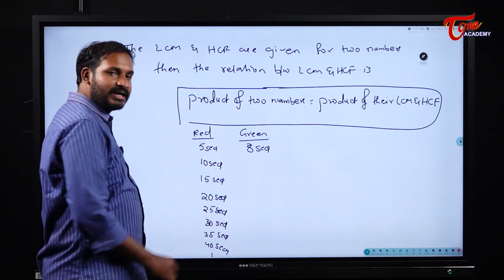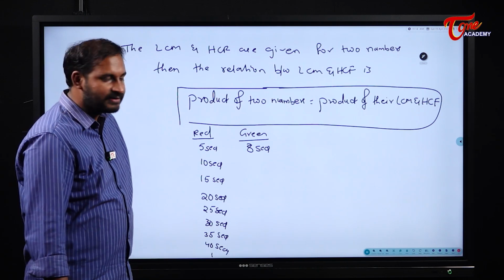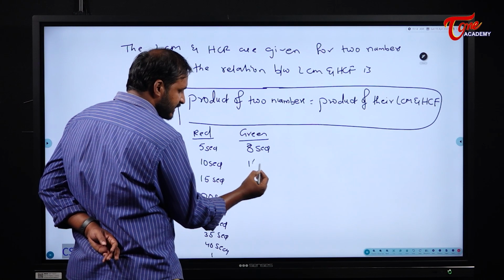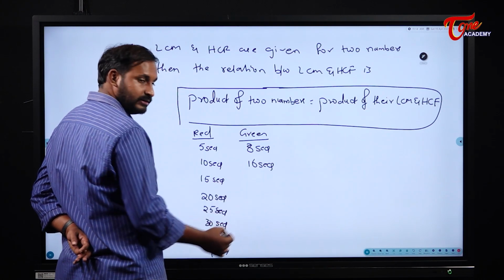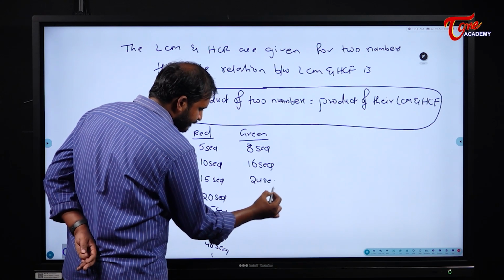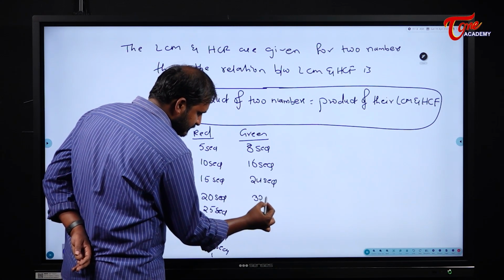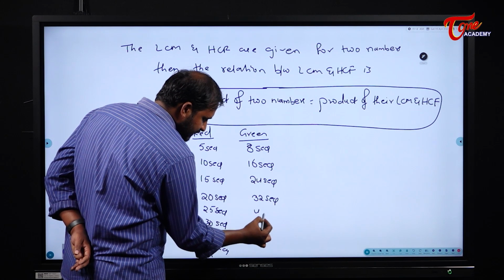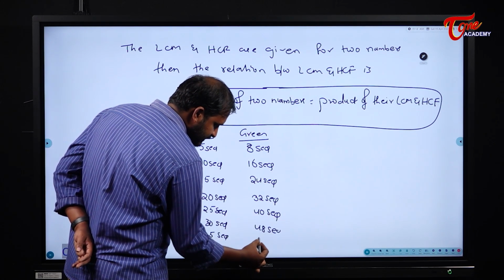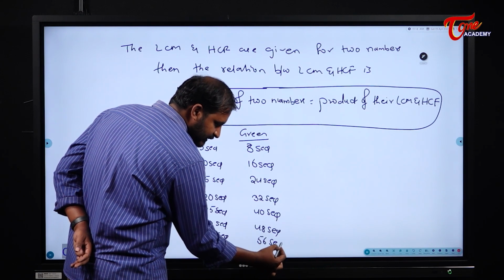Now, my green light will blink every 8 seconds, right? So, at 8 seconds it will blink once. Next, at 16 seconds. Why? Because they are multiples of 8. Next, 24 seconds, 32 seconds, 40 seconds, 48 seconds, 56 seconds and so on. Like this, it will blink.